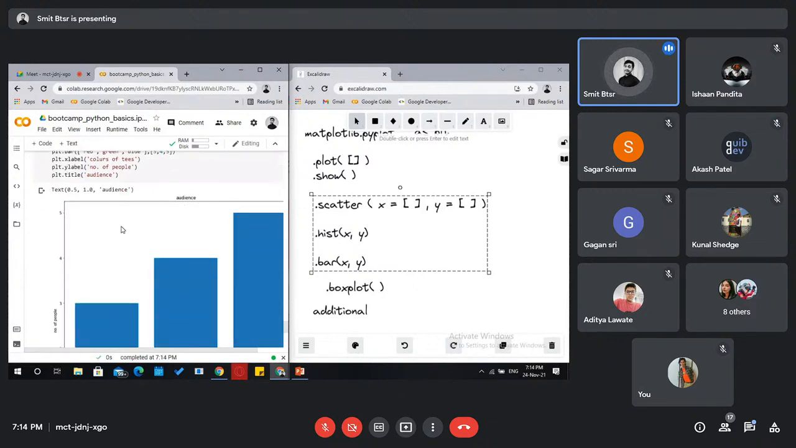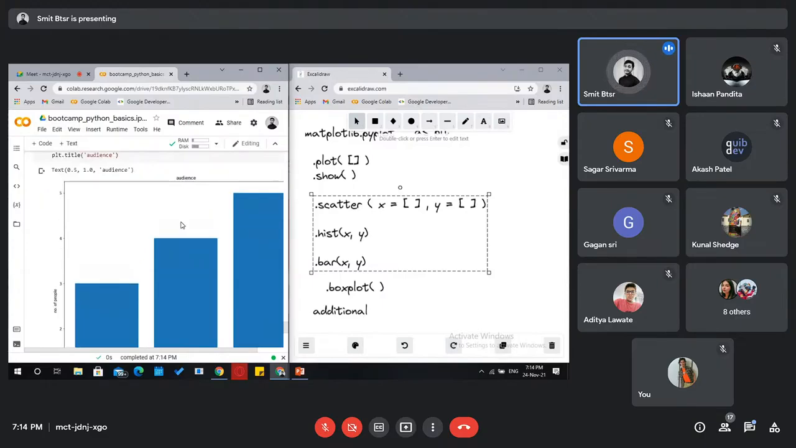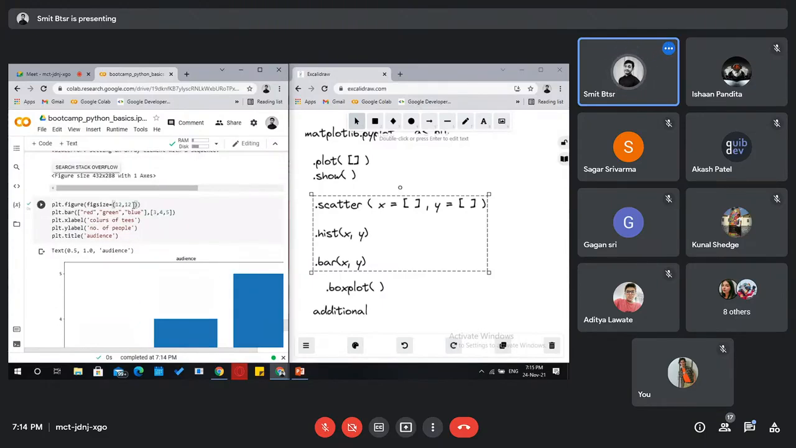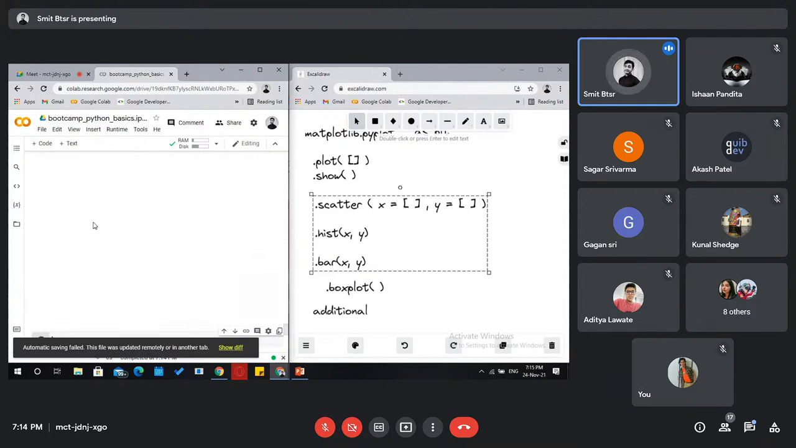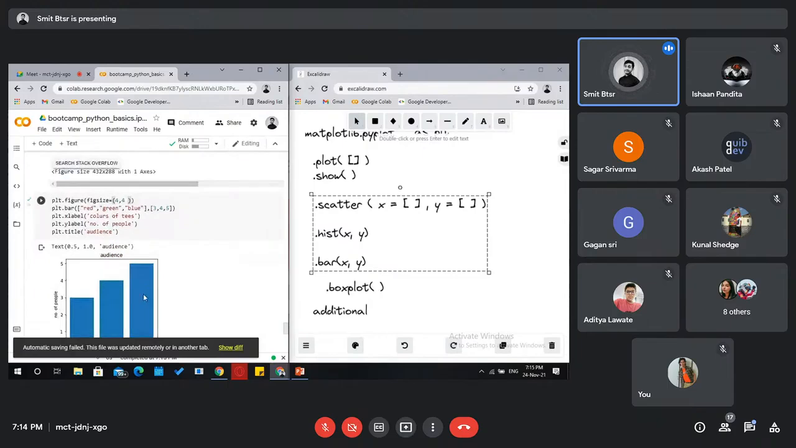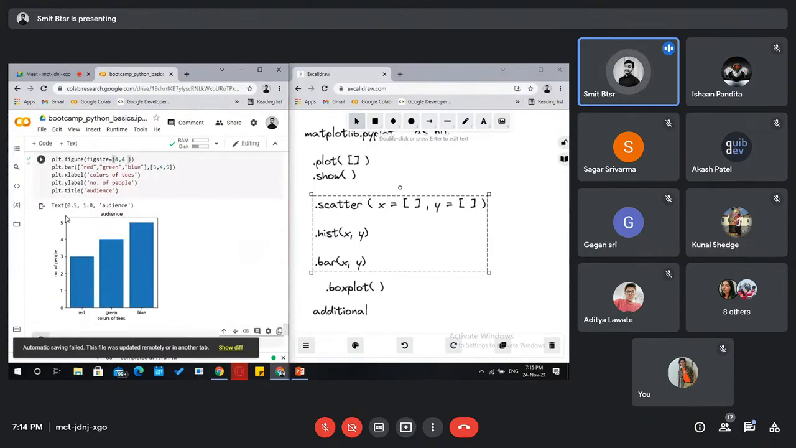Okay, so here we got a big graph. We can just specify the size and say 4 by 4, and we'll get a small graph. You can see it is a square, right? 4 by 4. The magnitude of these numbers will determine the size, and it can also determine ratios as well. 4 by 4 means square.